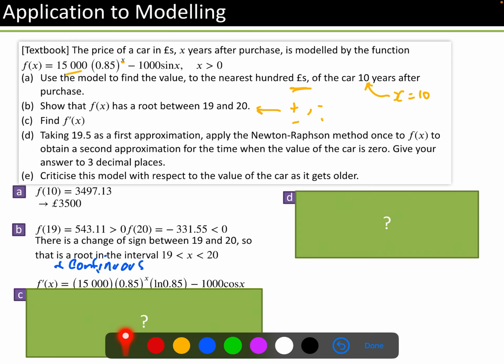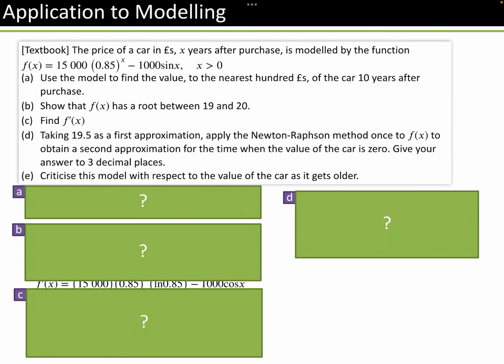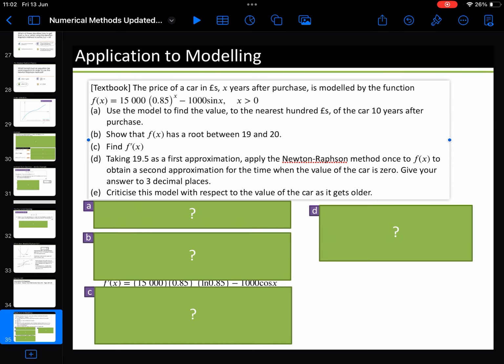Next, find f dash of x, sorry. So what's this? Well, I would say that this is a sign that we're being set up here to use the Newton-Raphson process because that needs the derivative. So we need to differentiate our starting piece. So let's have a little think about that.